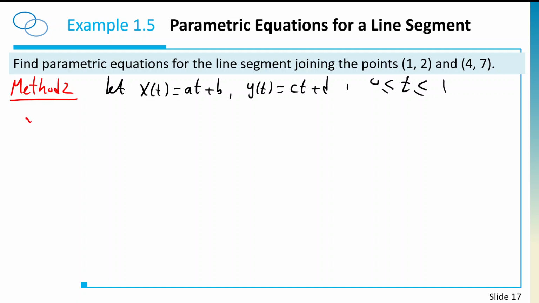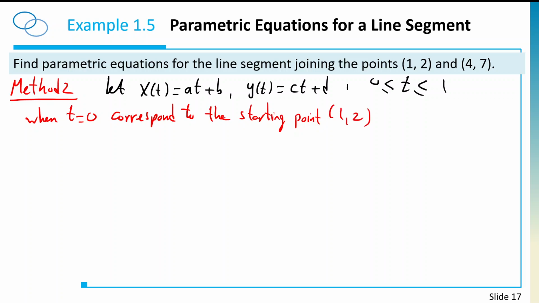So this is the first case. When t equals 0, corresponding to the first point, to the starting point. Remember, it's an object moving. So we start from 0 to 1. We move from this point to this point. So the starting point is 1, 2. So now we know that t equals 0 is related to the point 1, 2.